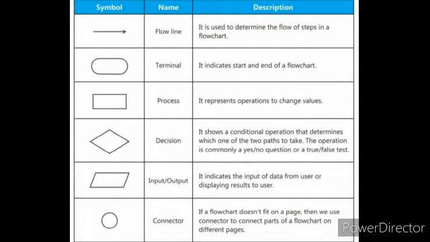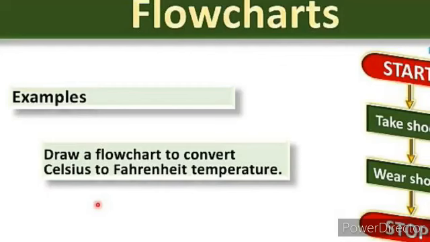Now we are going to discuss an example of a flowchart. Here is the question: draw a flowchart to convert Celsius to Fahrenheit temperature. So, how to draw a flowchart for this problem? Let's see.